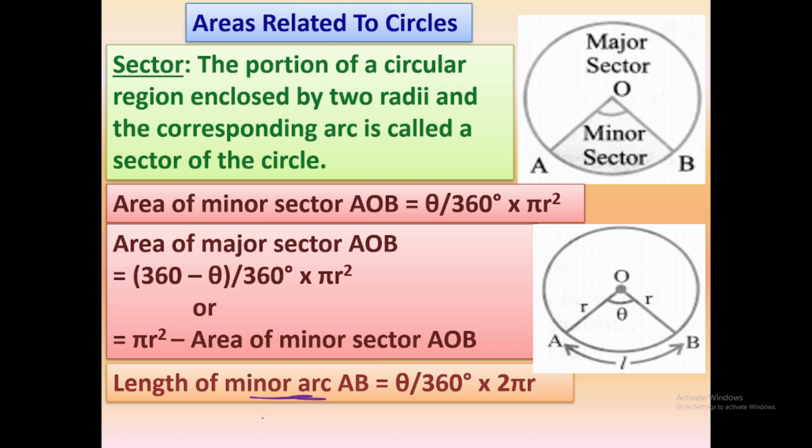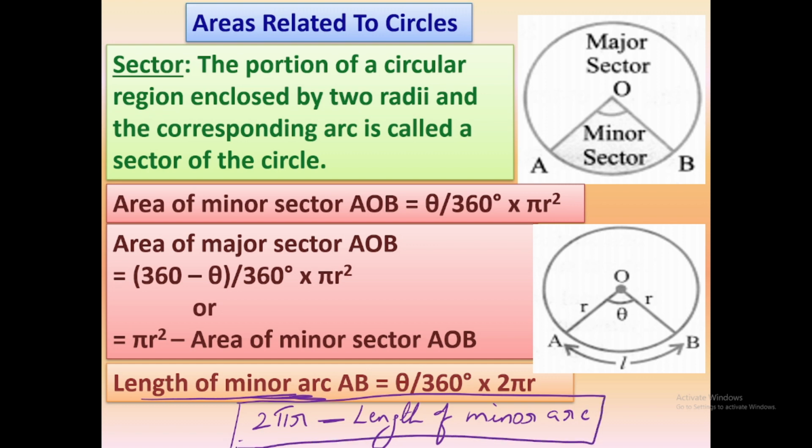Since you all know that the circumference of a circle is 2 pi r, if I subtract the length of the minor arc from it, then we get the length of the major arc. So to find the length of the major arc, we find the circumference of the circle, and from that we subtract the length of the minor arc. This is the way we get the length of the major arc.